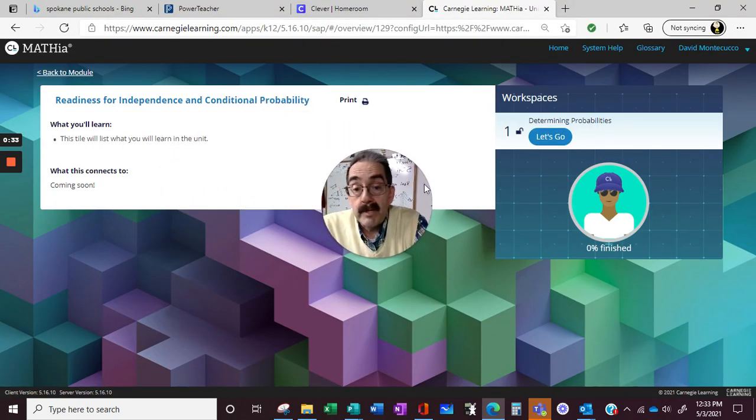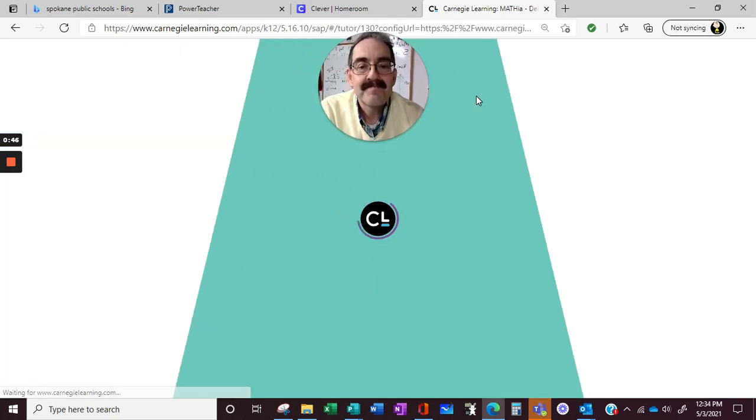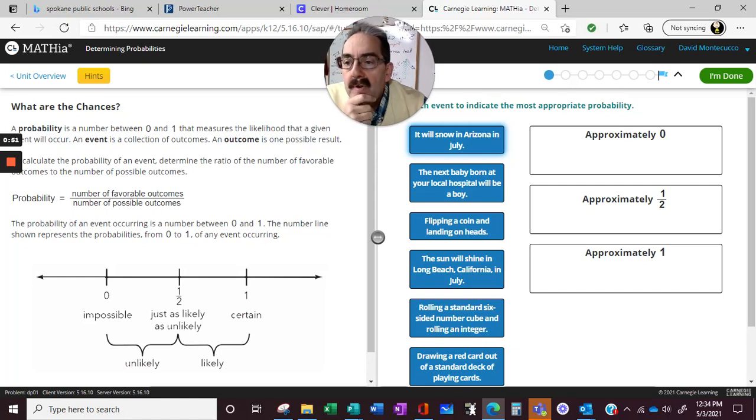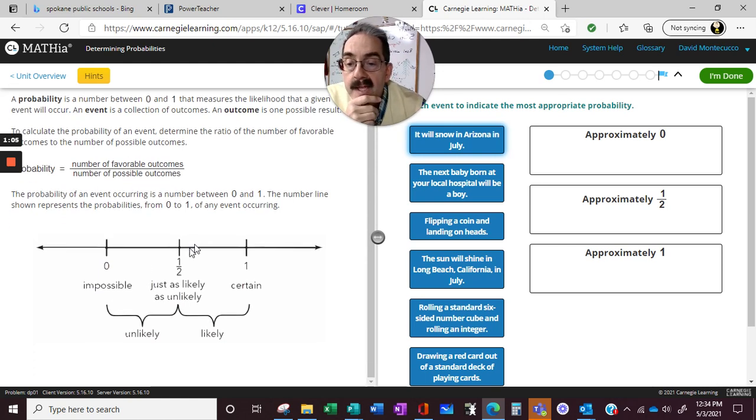Okay, so determine probabilities. What's the probability of an event happening? What's the probability of everyone in our class having a yellow vest on? Okay, here we go. What are the chances? A probability is a number between 0 and 1 that measures the likelihood that a given event will occur. It's the number of favorable outcomes out of the total number of outcomes. So impossible, absolutely, or somewhere in between.